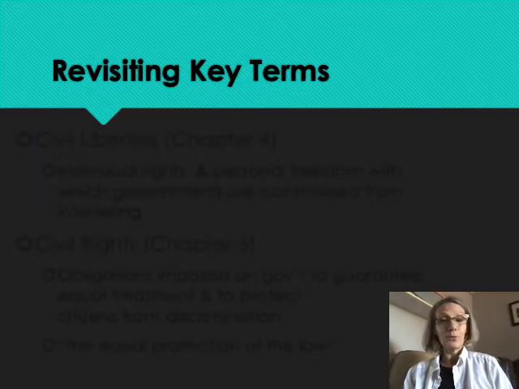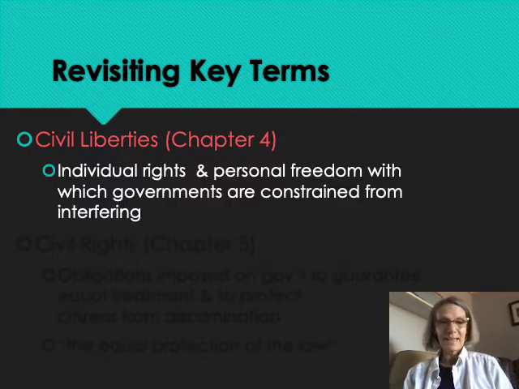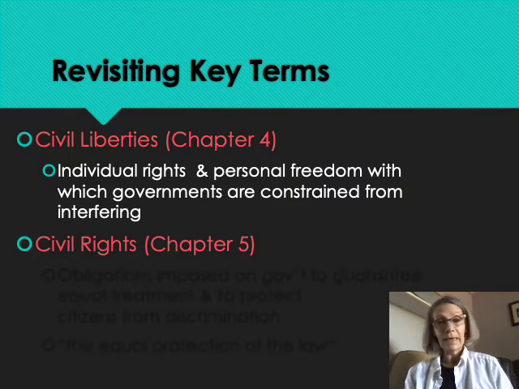Okay, so we just got done with topic 4, chapter 4, with learning about civil liberties. And as you are well aware, civil liberties are the individual rights and personal freedoms with which government is constrained from interfering. Okay, so last week we learned about the freedom of speech, the right to bear arms, the rights of the criminally accused, etc., all examples of civil liberties. And this week, we're going to dig into learning about civil rights in Chapter 5.